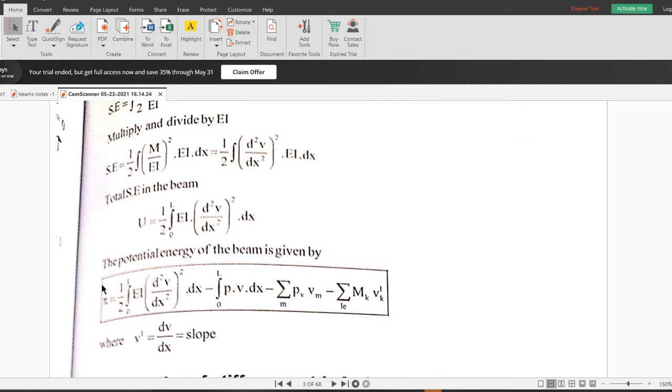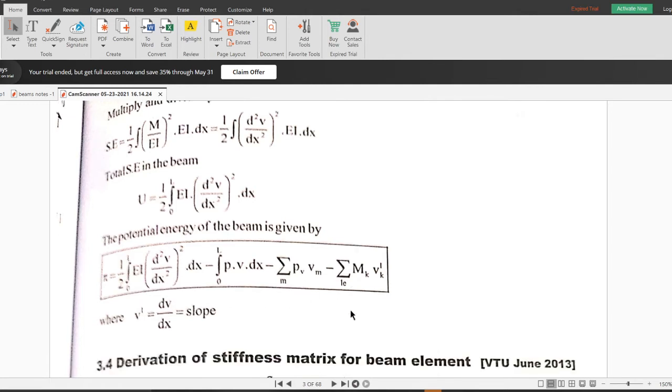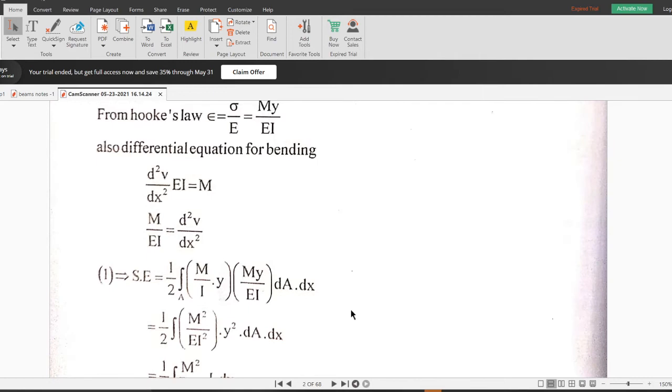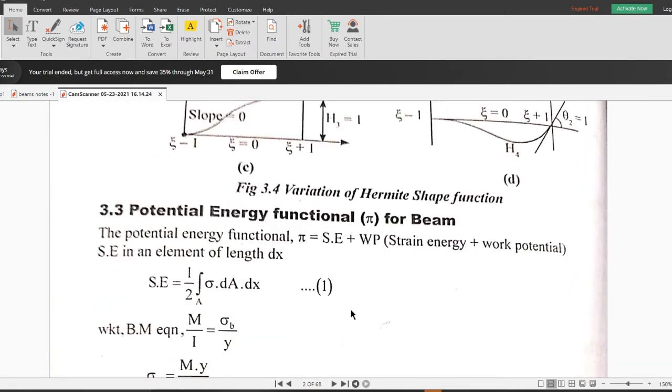So this final equation gives the sum of strain energy plus work potential. This is the equation for work potential for a beam subjected to a load like a UDL, a distributed load, or a point load, or a couple. So this is the derivation. It is a small derivation, maybe asked one or two times, not very important, but anyway we need to cover it. It is there in the syllabus.